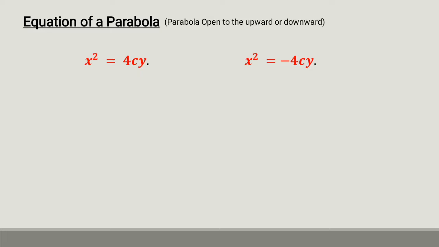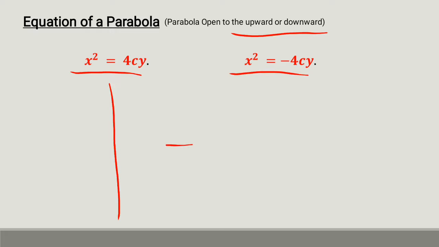Ang unang dalawang i-discuss natin, the parabola may open upward or downward. The first equation is x squared is equivalent to 4cy. The second equation is given by x squared is equivalent to negative 4cy. Ang kada isang equation may particular graph. The question is, paano natin malalaman ano ang graph nila? So, ang gagawin natin, magdodrawing tayo ng Cartesian plane, emphasizing the x-axis.